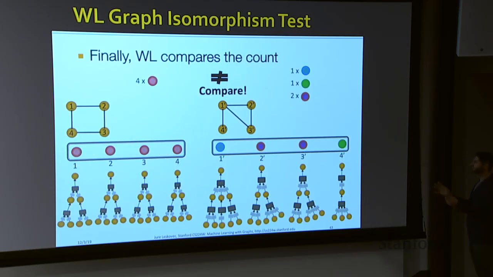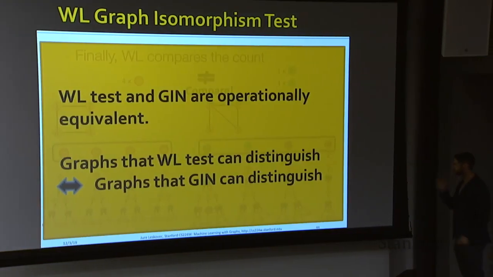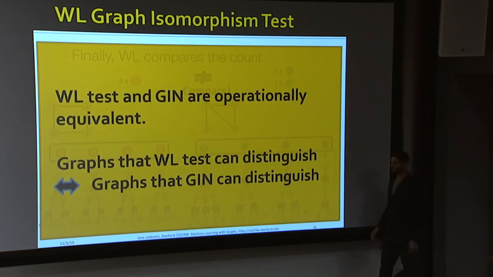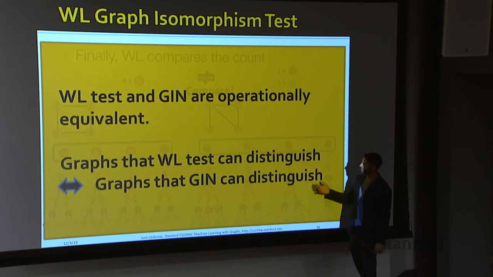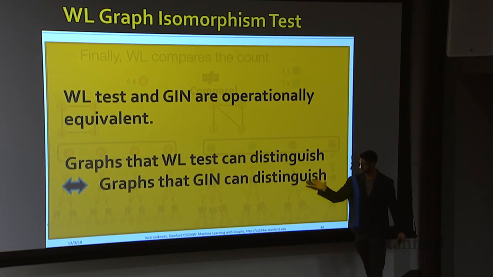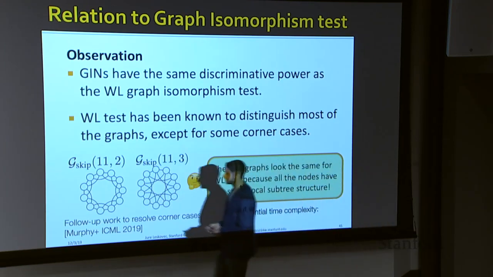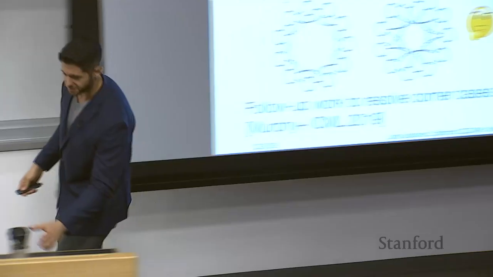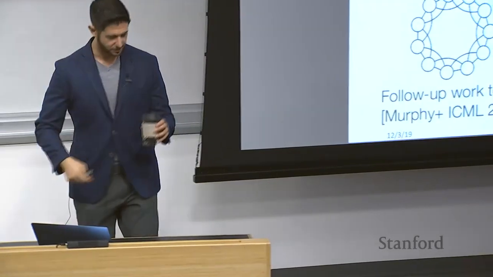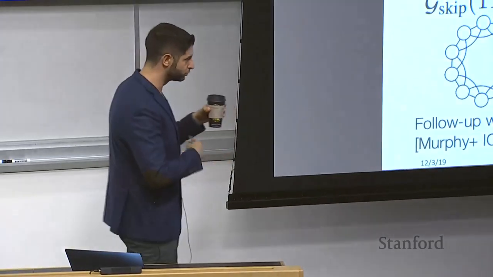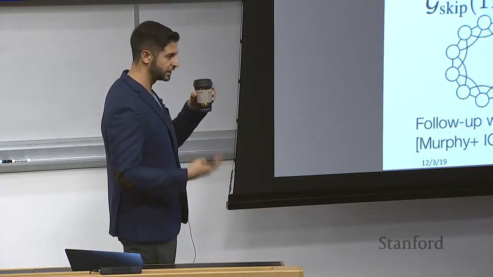Perfect. All right, so now we have an understanding of how the WL test works, and the fact that they are basically operationally equivalent. So our expectation is that the WL test can distinguish the same graphs that a GNN can also distinguish. Now, how does this impact real-world performance, and are there still some limitations that we can find in GNNs? Of course, that's the case. As we said before, this is still not perfect. It's not going to be able to distinguish any possible graph, but it's a very good trade-off.